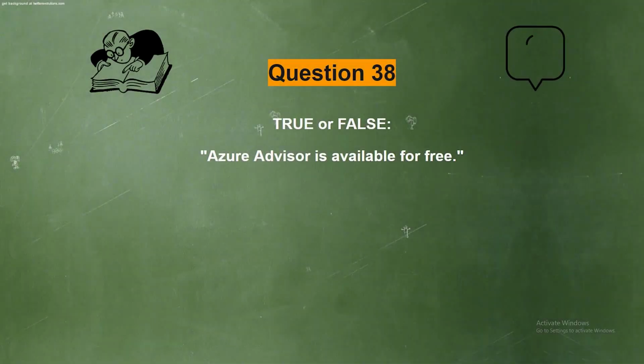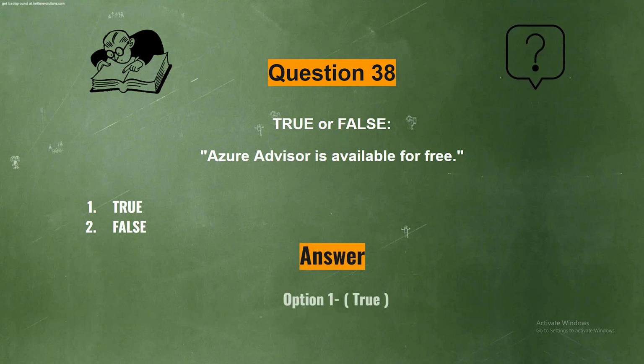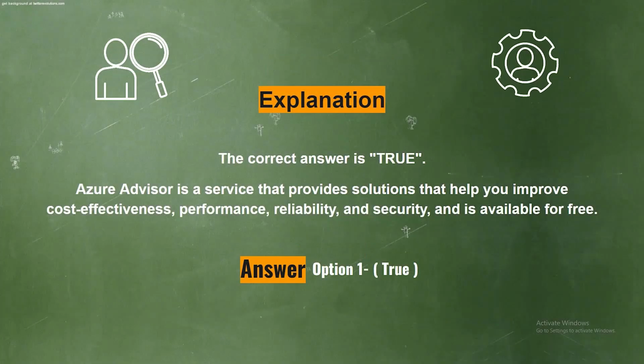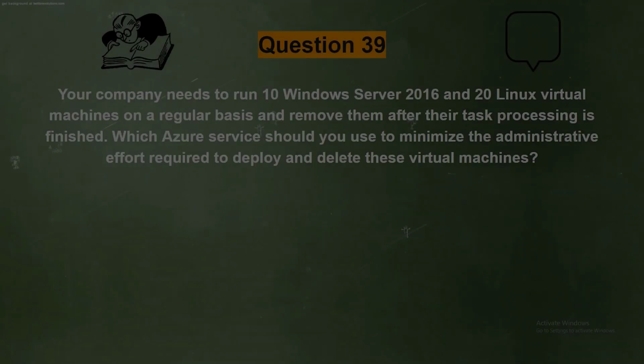Next question. True or false? Azure Advisor is available for free. And the options are option 1, true, option 2, false. And the correct answer is option 1, true. Explanation. The correct answer is true. Azure Advisor is a service that provides solutions that help you improve cost effectiveness, performance, reliability, and security and is available for free.